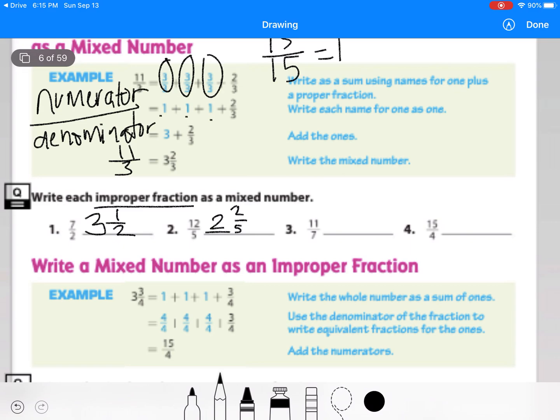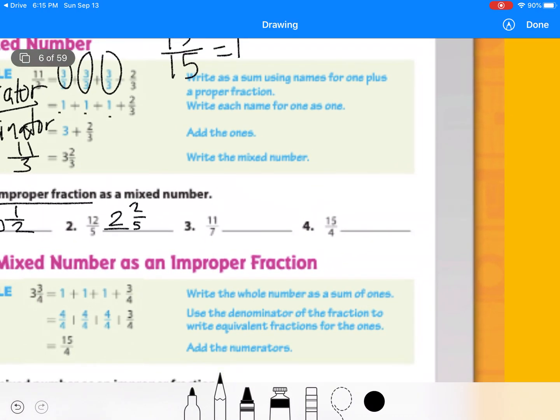So if you're confused on how I did that, you can just count how many whole numbers go into 12. So 5 plus another 5 is 10. So I got 2 wholes from there. Another 5 would be 15, but we don't have 15 in our numerator. We only have 12. So I have 2 wholes and then 2/5 remaining.